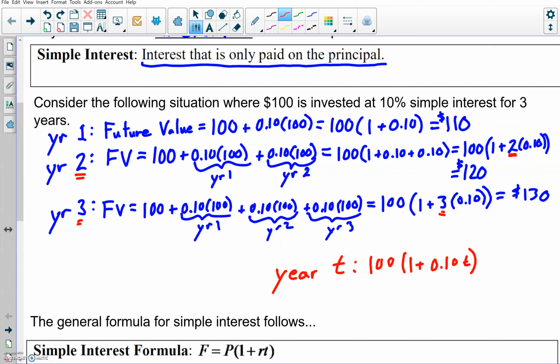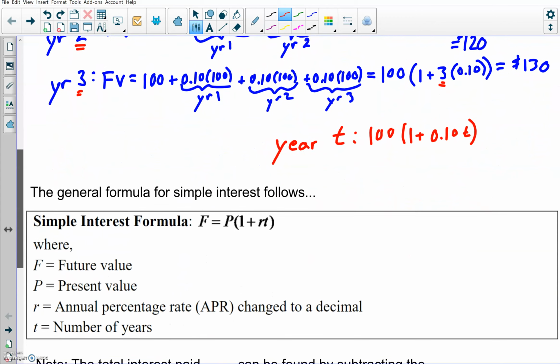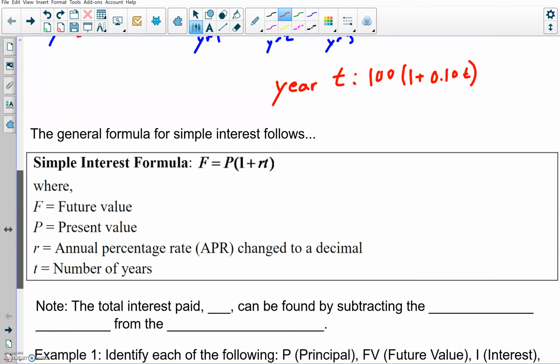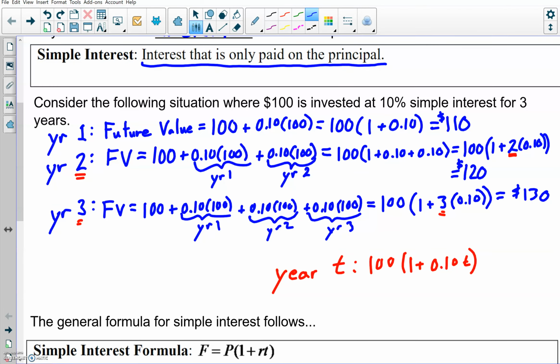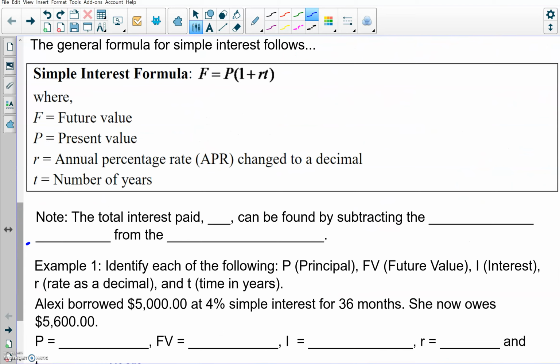So simple interest is a linear growth, and that's because it's only getting paid on the principal, so you're going to have the same amount being changed every year. The general formula is F or FV, depending on where you're looking, is equal to P times the quantity 1 plus RT. The P, defined as present value, you can think of as principal or your initial amount.